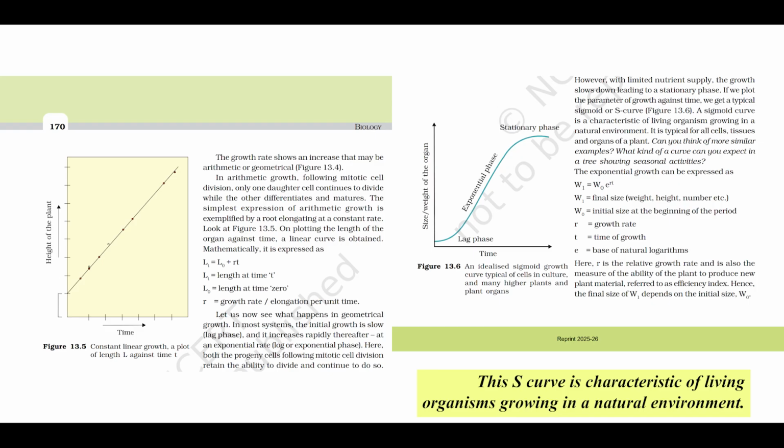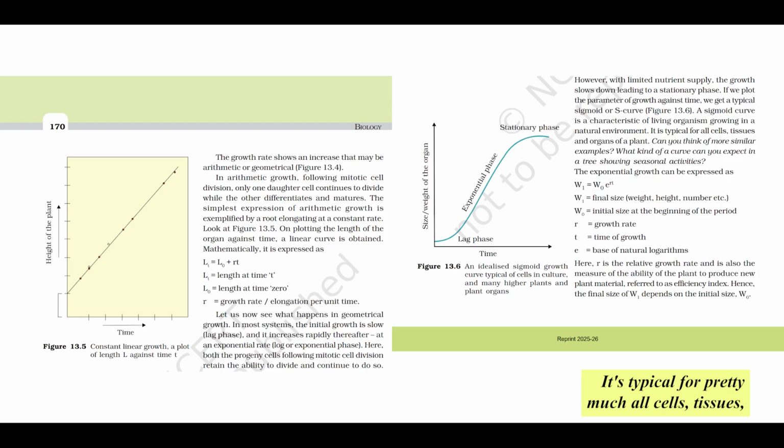This S-curve is characteristic of living organisms growing in a natural environment. It's typical for pretty much all cells, tissues, and organs of a plant under normal conditions. Wow. Universal for natural growth. Largely, yes. Now, the exponential part of this curve can be expressed mathematically.